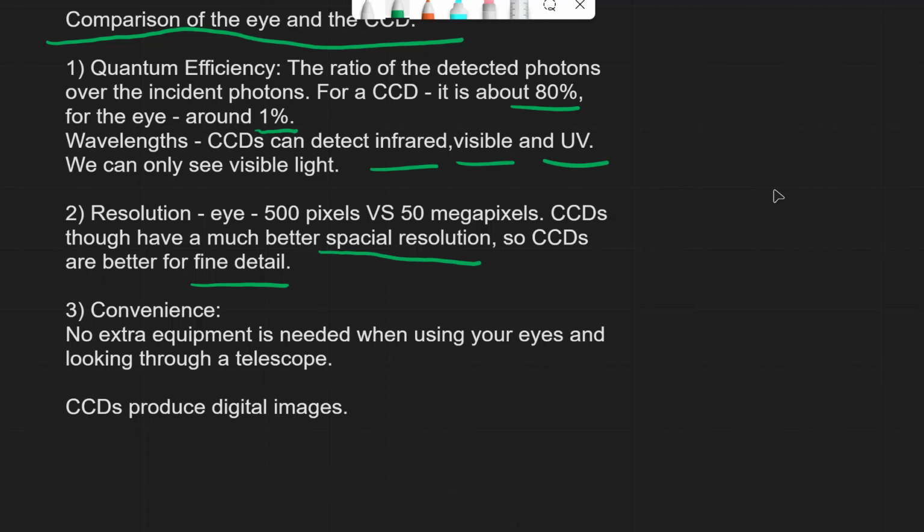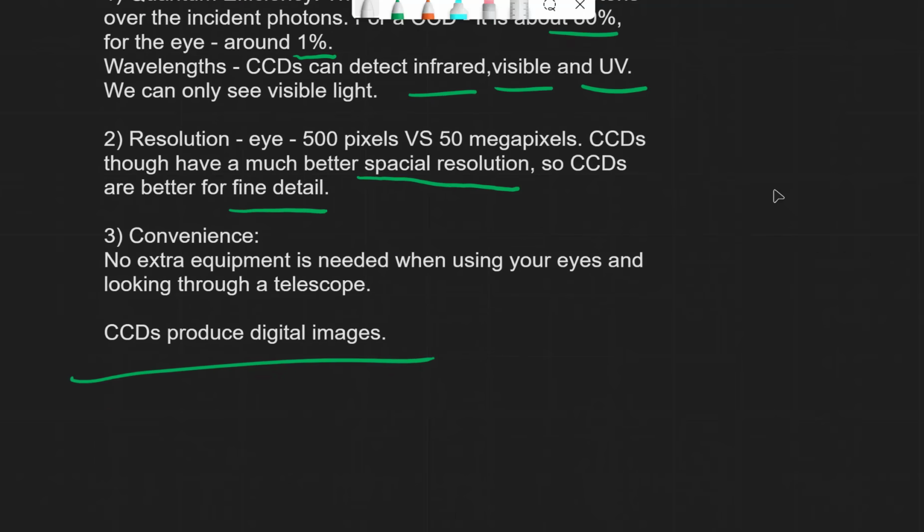Additionally, if you're just looking through the eyepiece of an optical telescope, you need no extra equipment when using your eyes. But on the other hand, if you have all the equipment and a UV telescope and things like that, you can produce digital images. Additionally, you can potentially look through things like nebulae, for instance.